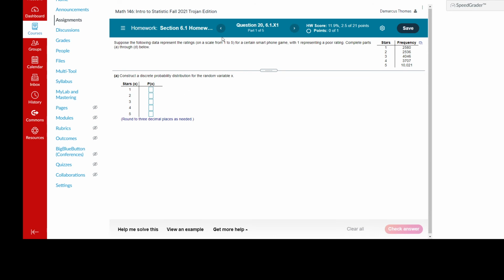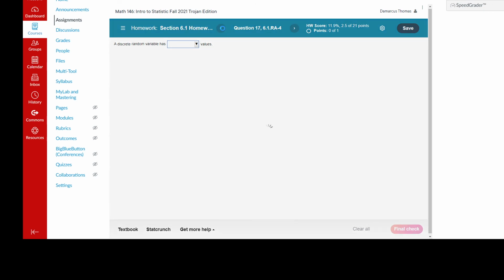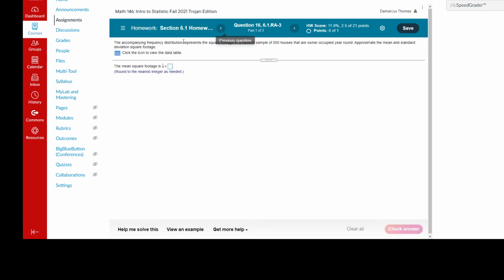Okay, this is straightforward. You're just working with bigger numbers at this point. Compute the mean, and they might even ask for the deviation, right? Not too bad. The mean square footage would be what?